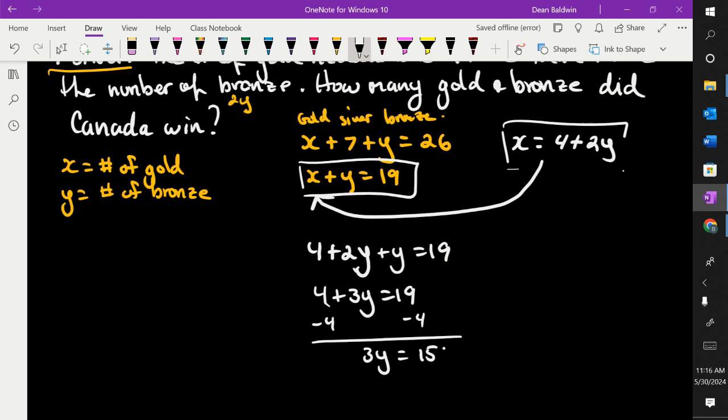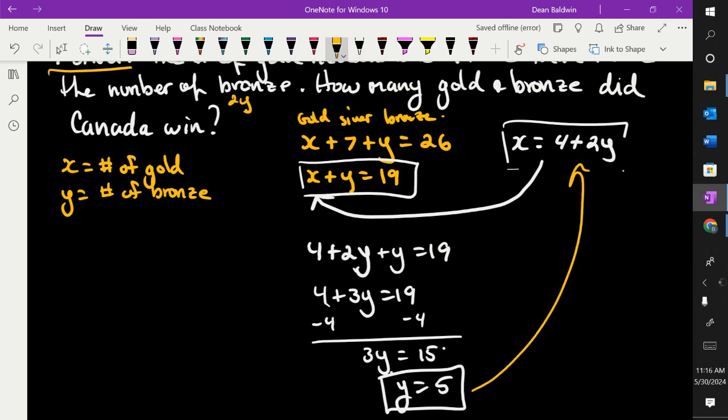And now, once you have just 3Y there, how do you get rid of the 3? So Y is equal to 5. So we won 5 bronze medals. So how do we figure out how many golds we got? You can plug it into any equation. I would probably just put it right in that one.